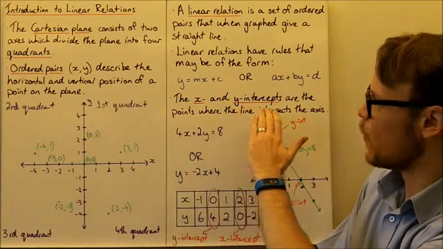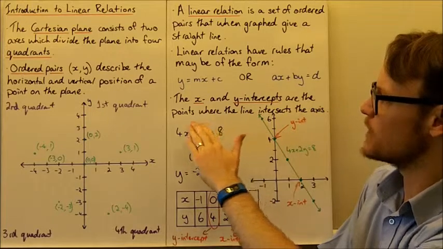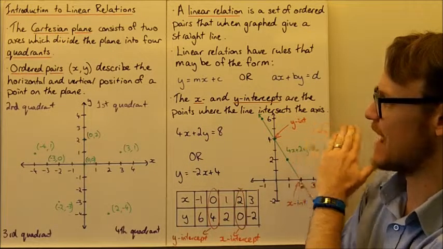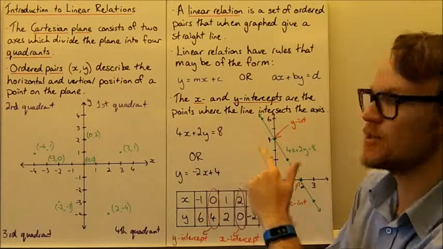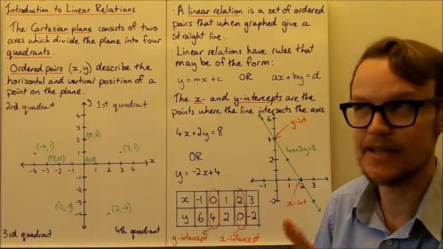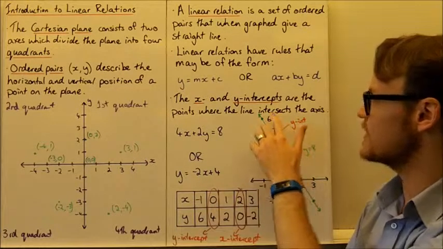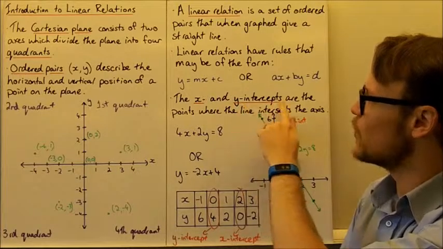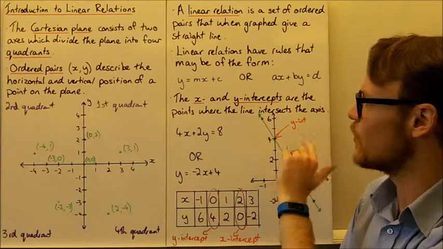So the x and y intercepts are the points where the line intersects the axis. The x-intercept intersects the x-axis, and the y-intercept intersects the y-axis.